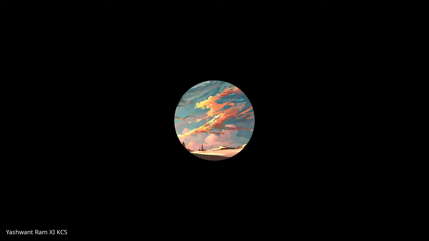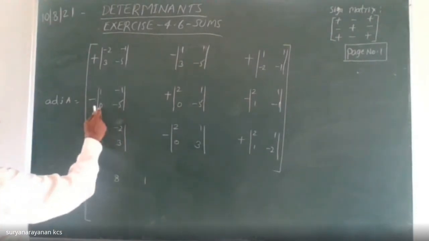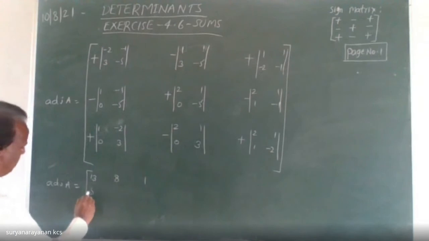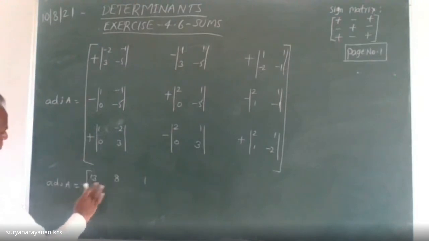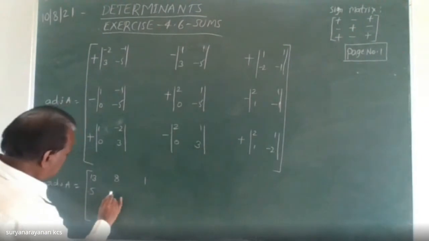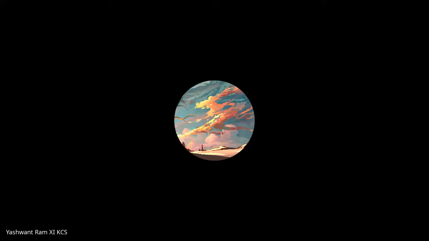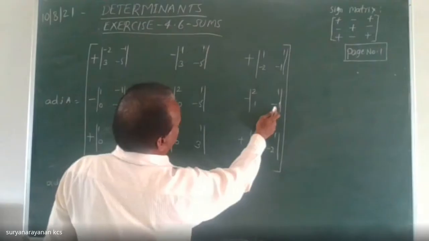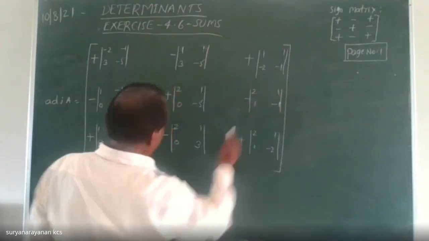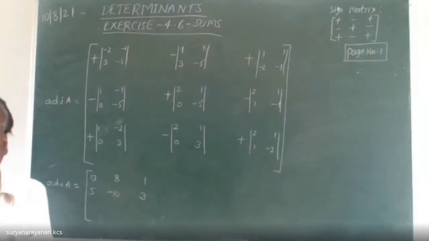Yes, sir. Now come to the second row elements, minus 5, 0. So minus of minus plus 5. Minus 10. Yes or no? Minus 10. Sir, then 3. Minus 2. Minus 1. Minus 3. These are the elements in the second row.